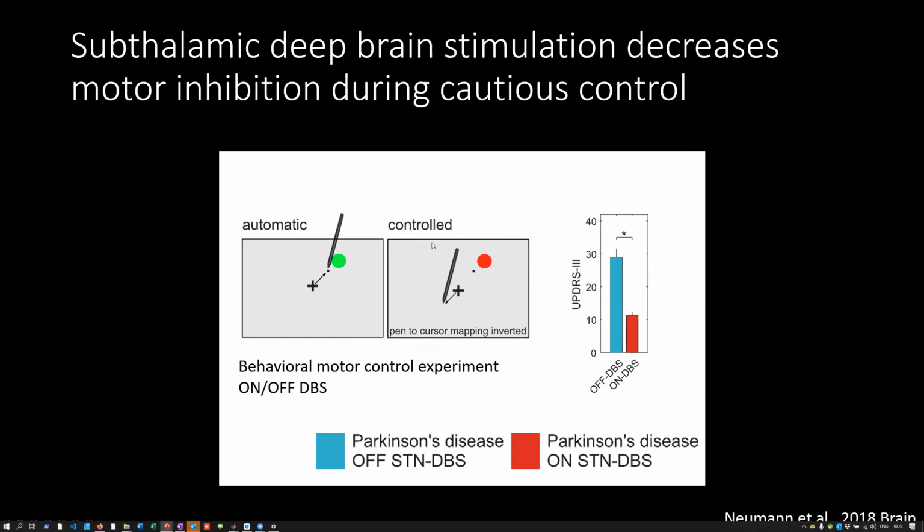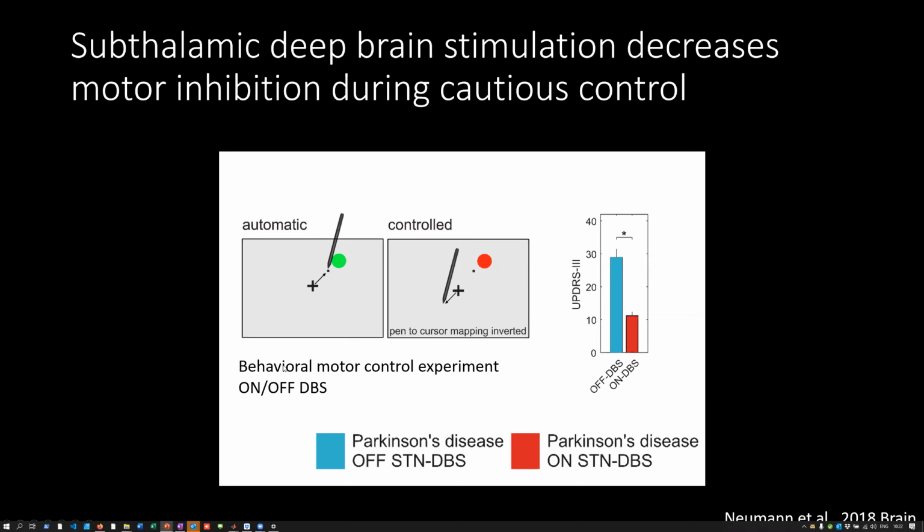There was a second condition where there was a controlled cognitive control was important because the pen to cursor mapping was inverted. That means that whenever a target appeared on the upper right of the screen, the patients had to move the pen to the lower left of the screen.